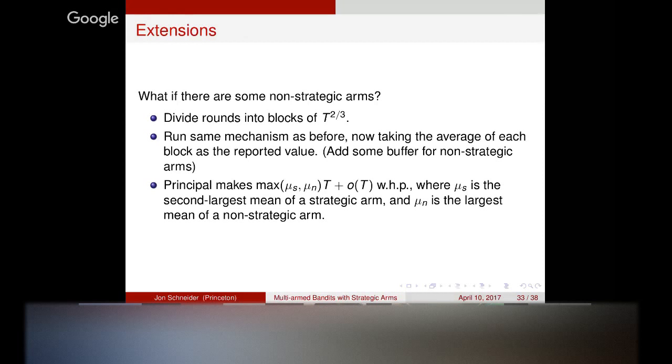So even though there might be really high variance for a non-strategic arm over one specific round, if you average it over a block, it'll be very close to its average with high probability. Not very, but close enough to still get something in the form of the maximum of the largest mean of the non-strategic arms and the second largest mean of the strategic arms.